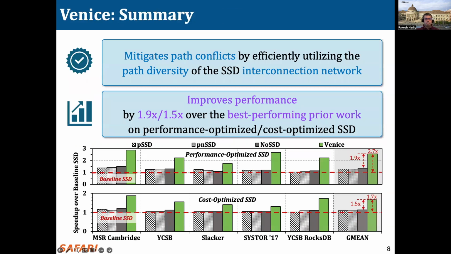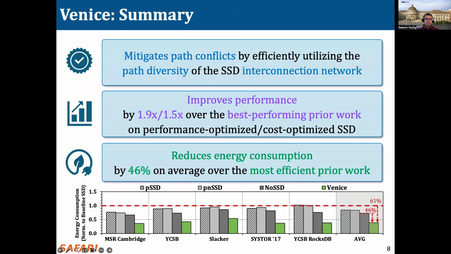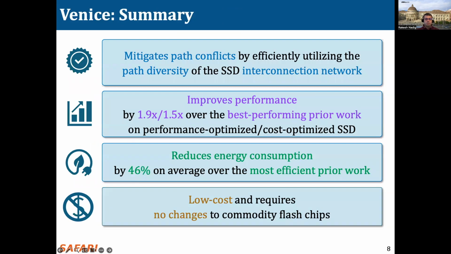Venice significantly improves performance over prior approaches. Venice reduces energy consumption by 46% on average over the most efficient prior work, and the benefits of Venice come at a low cost and require no changes to commodity flash chips.